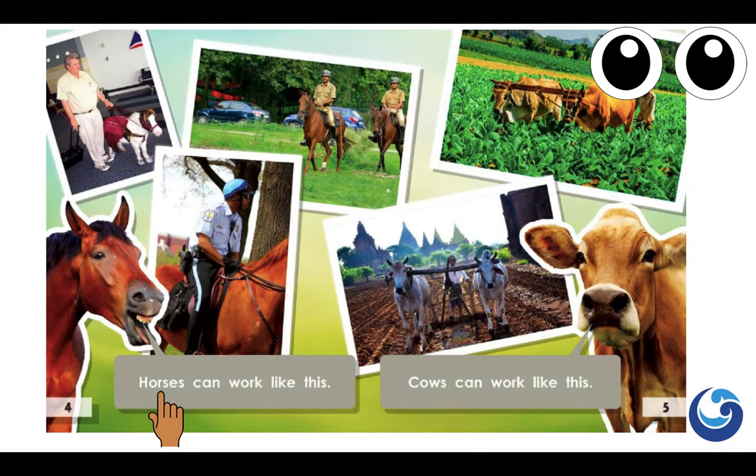Perfect. All the way over here. That word is Horses. And then we're going to be flowing all the way to the right. Okay? Can you get your finger in as I read, slide it over? Starting at the left and going to the right. Horses can work like this. Cows can work like this. Good job. Nice flowing.